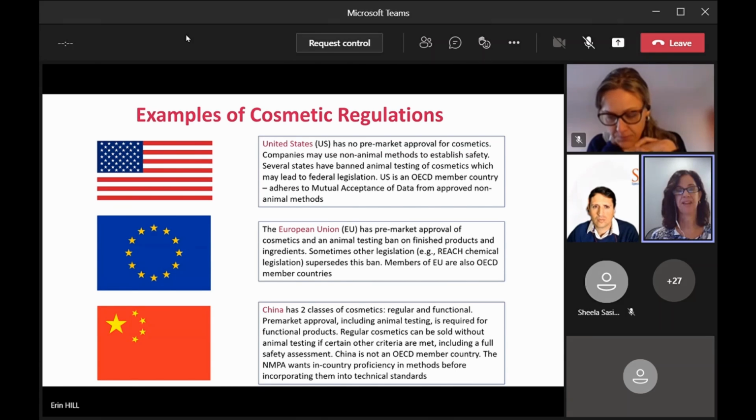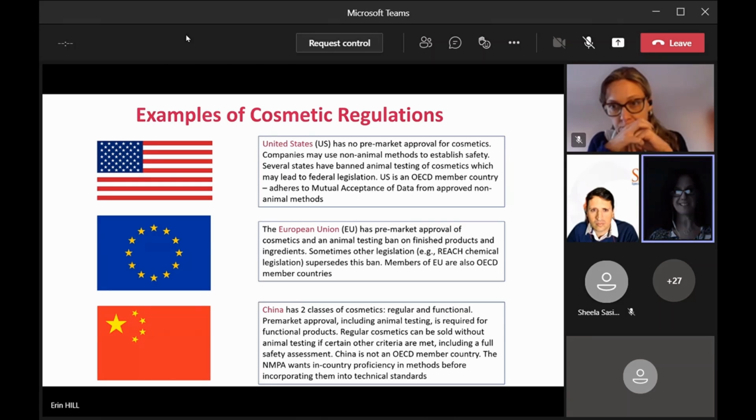And there's one beautiful flag missing, that's the flag of Brazil. I'm not going to cover that because the other two speakers will be going through those regulations in depth.